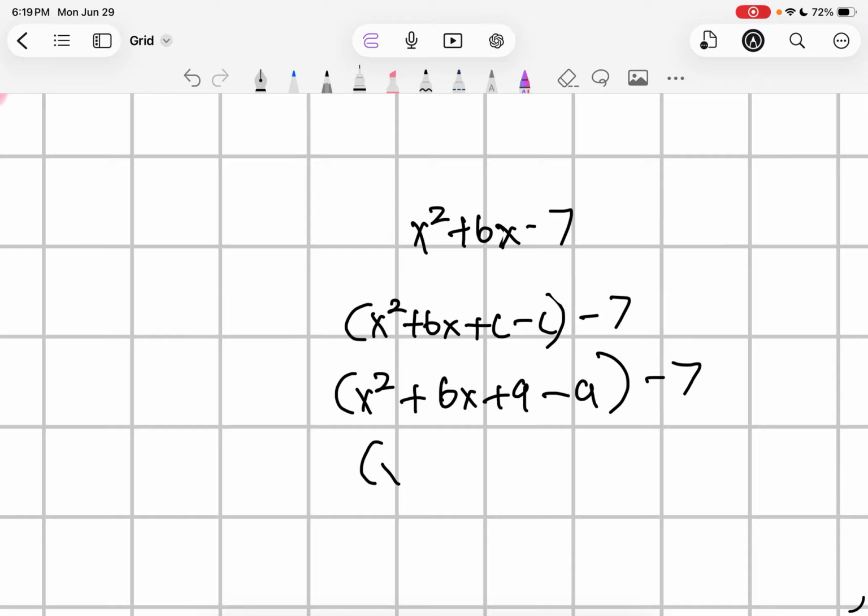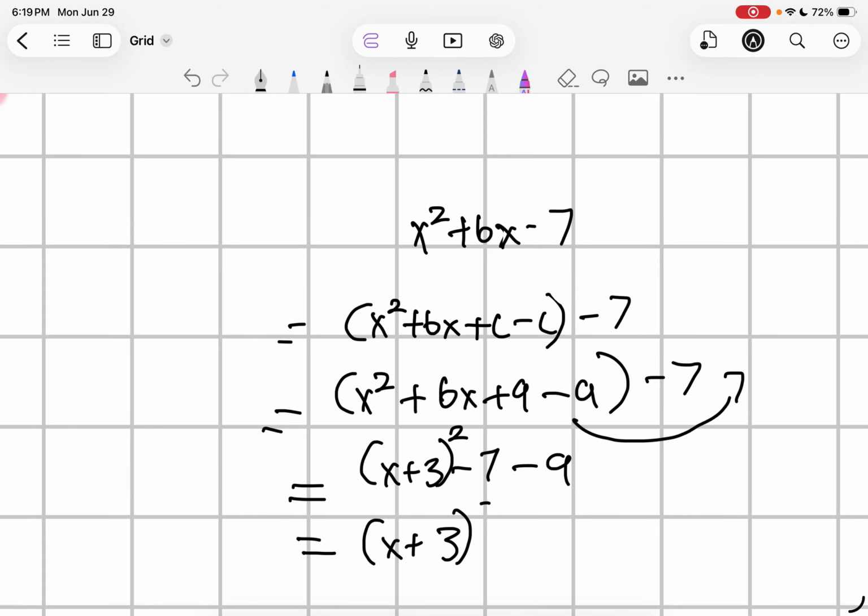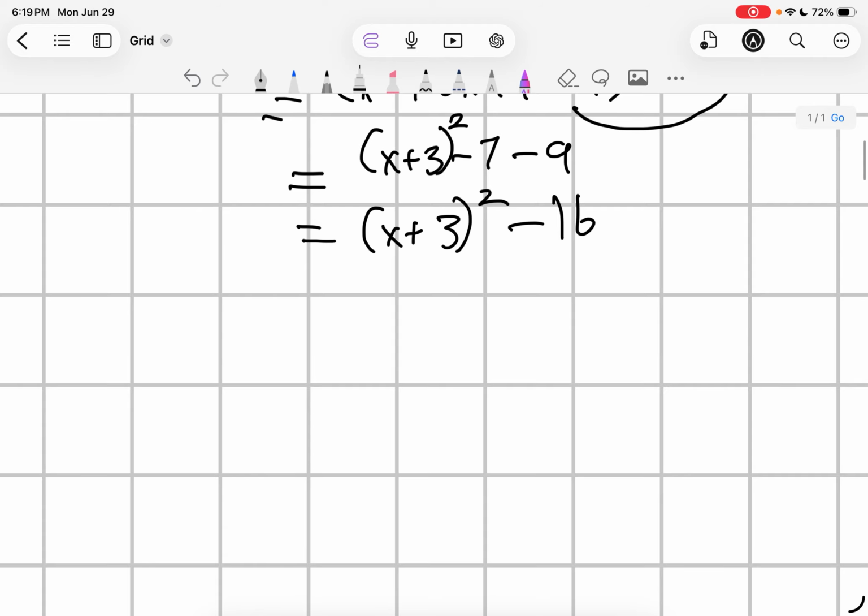And then you can factor it, (x plus 3) squared. But you have to bring out this 9 over here. So you got minus 7 minus 9. Don't forget equal signs. (x plus 3) squared minus 16. Now, that is vertex form: x, h, and k. So then we can also find the vertex, which is -3 and -16, which will make it infinitely easier to graph your parabola, as we now know the lowest point of our parabola.